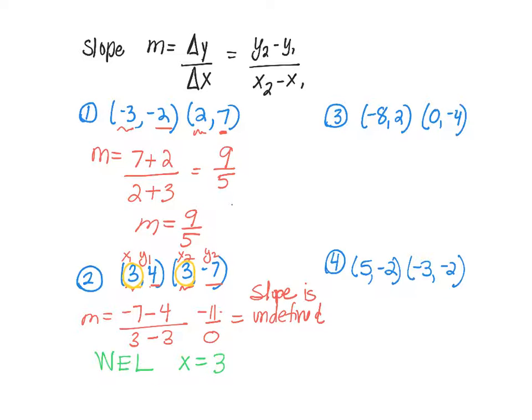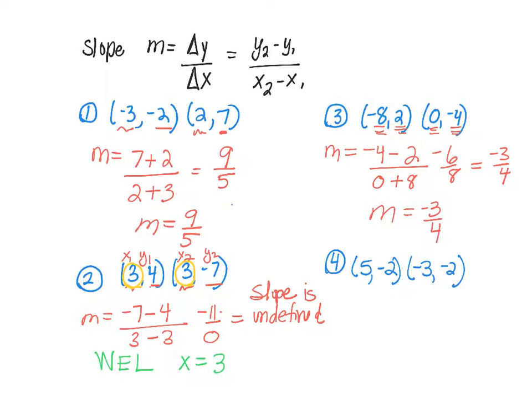All right, let's look at number 3. Calculating the slope. I'm going to take my y value, -4, minus my y value, 2, over my x value, 0, minus my x value, -8. That minus a -8 is going to turn that into a positive. And my slope here is going to be -6/8, which is going to reduce to a slope of -3/4.